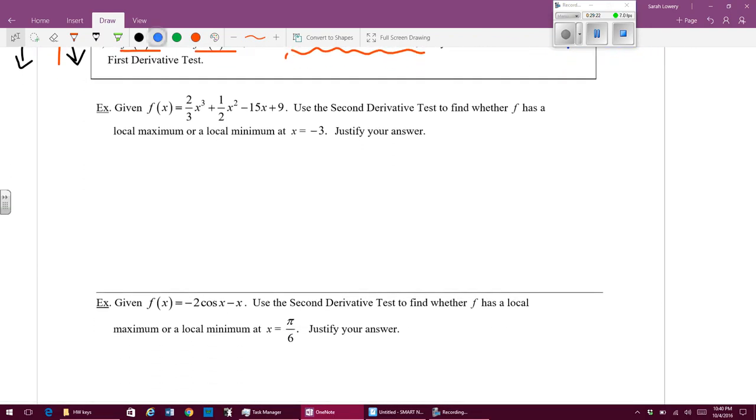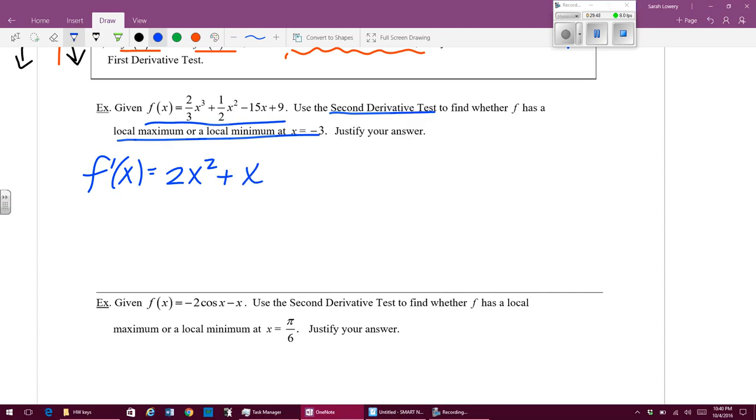So let's run through a quick example. I've got a nice pretty polynomial function f of x, and what I want to do is use the second derivative test to see whether there is a local max or a local min at x equals -3. I'm going to take the derivative. 2/3 x to the third is going to be 2x squared. 1/2 times 2 will be just 1, so just 1x minus 15.